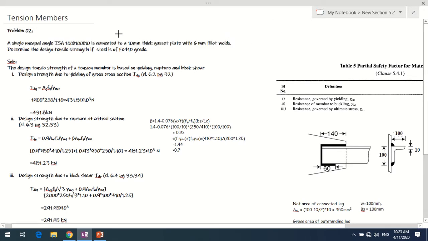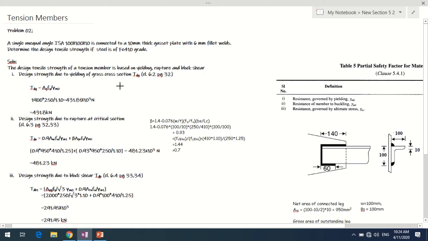This is a problem on tension member, and you have been asked to determine the design tensile strength of the tension member. What is given here is an angle section 100 by 100 by 10, which has been connected with a gusset plate of 10 mm thickness using 6 mm fillet welds, and the grade of steel is Fe410. The weld being provided has been shown in this figure over here.